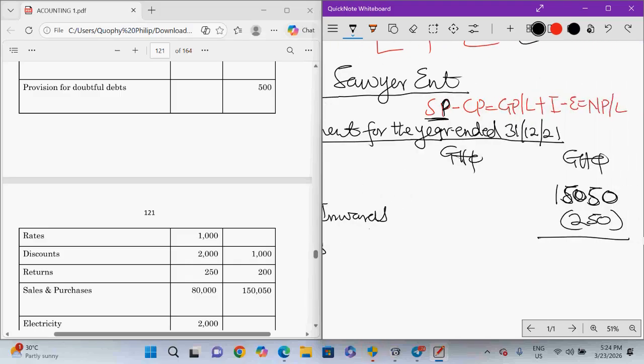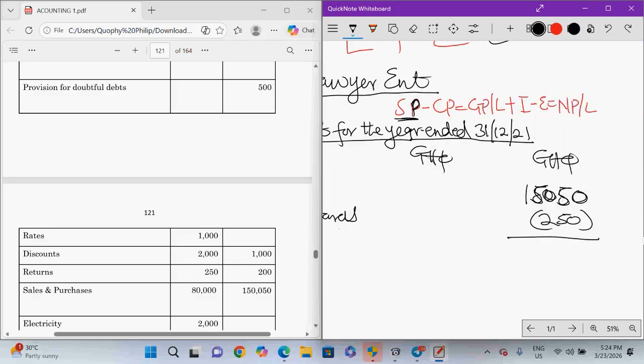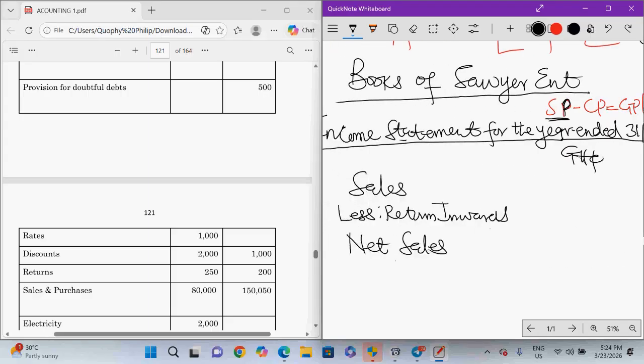And I'm sure if you don't see sales and you see revenue, it's the same thing, right? Yes. So what did you get? 149,800. All right. So now, this is our net sales. We are done with the sales, right? Now, what is the next thing? We left cost of goods sold.